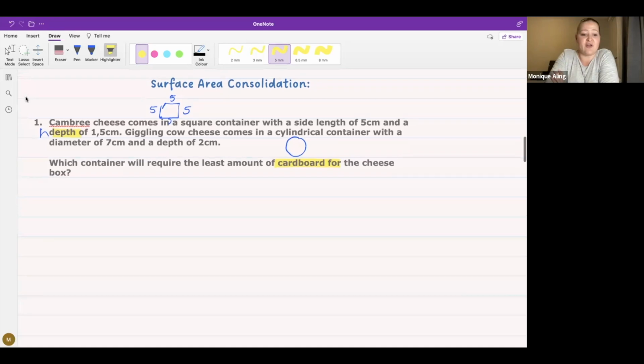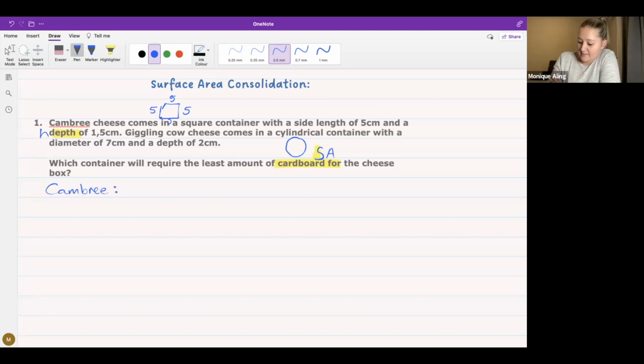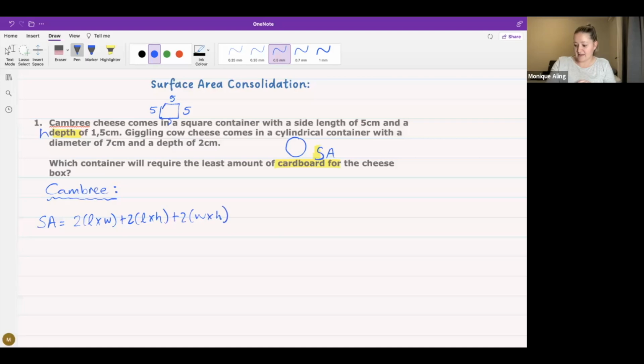Okay, so let's have a look. Which container will require the least amount of cardboard? Now that I know we're working out surface area, let's look at the first type of cheese. The first one is Cranberry cheese. That is a square container. So our surface area is going to be 2 times length times width plus 2 times length times height plus 2 times width times height.